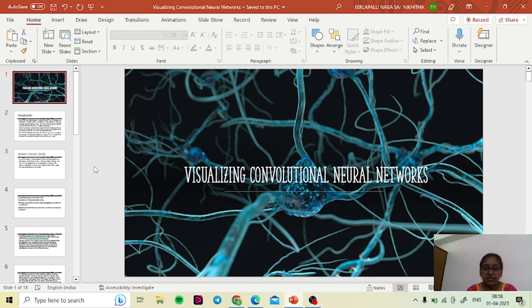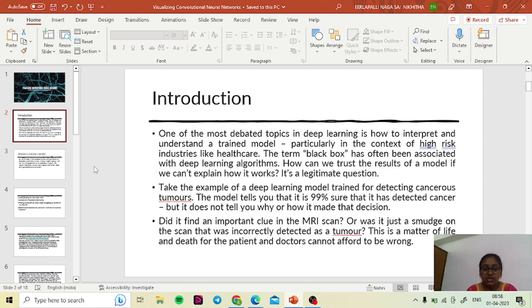Hello everyone. Today we are going to discuss visualizing convolutional neural networks. Why is it so important to visualize convolutional neural networks? Let us start the session.